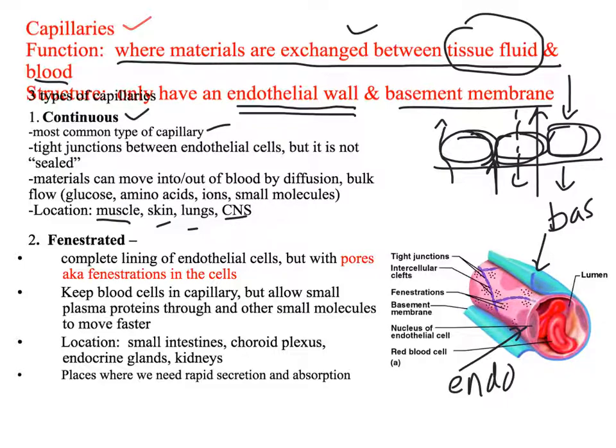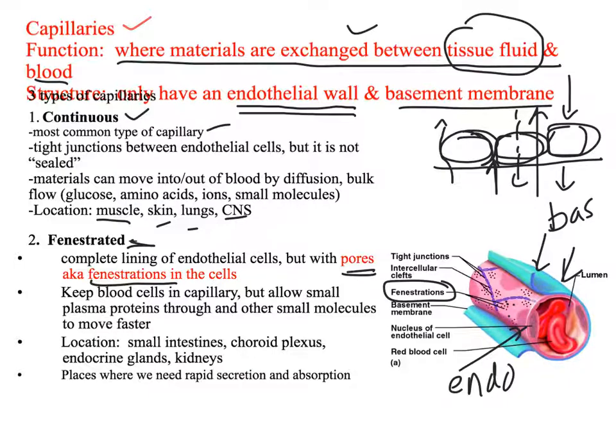The next type of capillary is called fenestrated, so they have holes in the cells. The holes are pores, or fenestrations. The epithelium is whole, as you can see in this picture, but there are little holes in it.